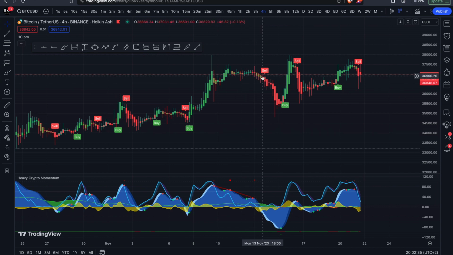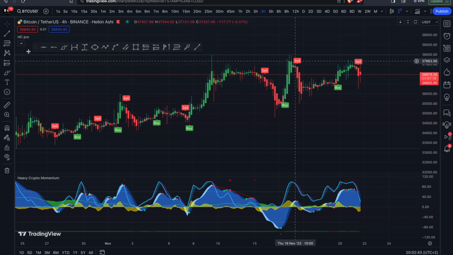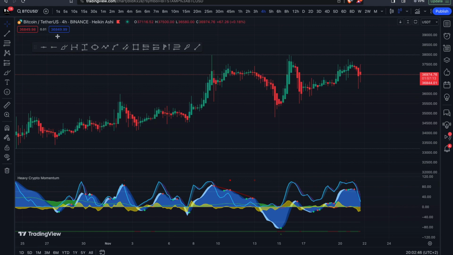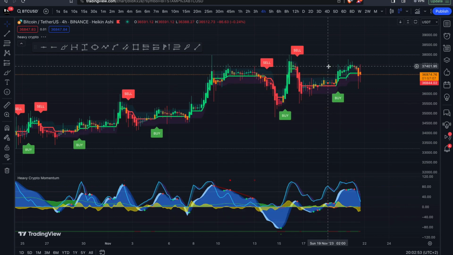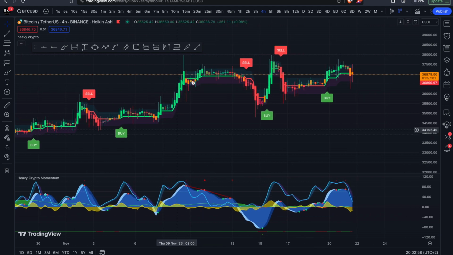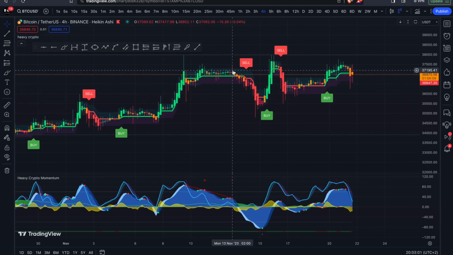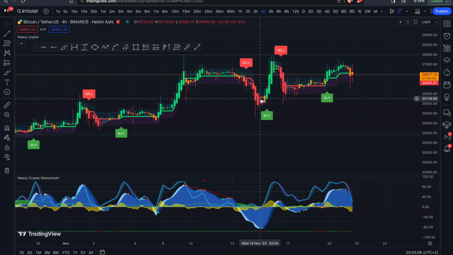So as you can see, this indicator simply tells me when it's a good time to buy and when it's a good time to sell. When it says sell, the price goes down, and when it says buy, the price goes up, and stuff like that. And moreover, other than that, we have the Heavy Crypto Pro indicator. It is also an indicator that tells you when it's a good time to buy and sell, and it is an advanced indicator, right? As you can see, it includes this line telling you whether you are in an uptrend, and it also has this red line that tells you whether you are in a downtrend and stuff like that.